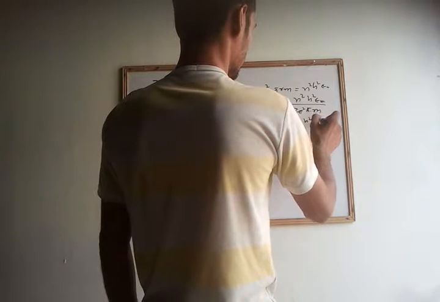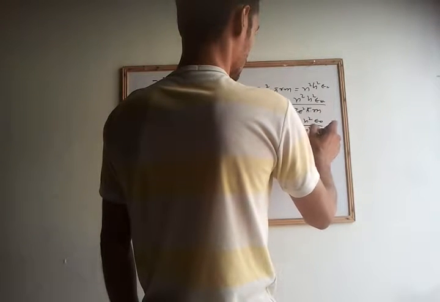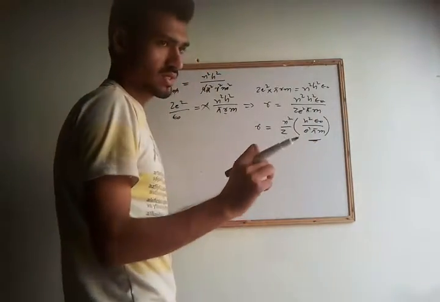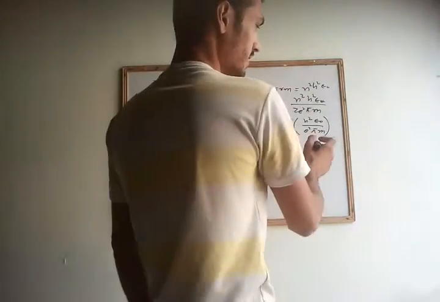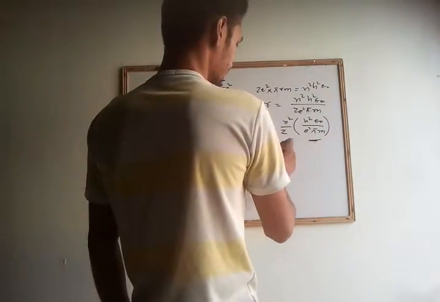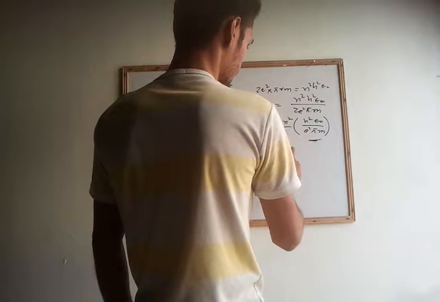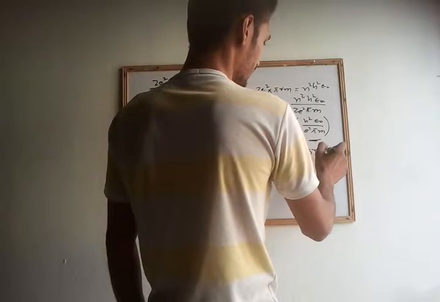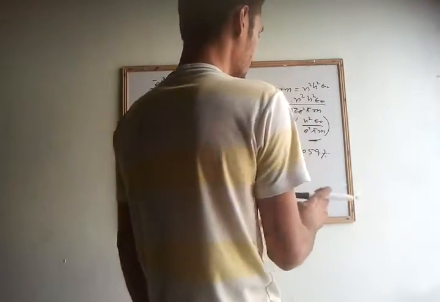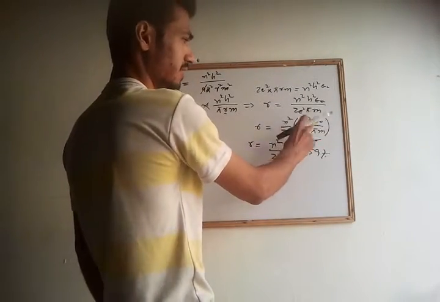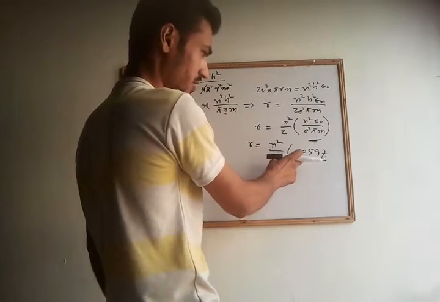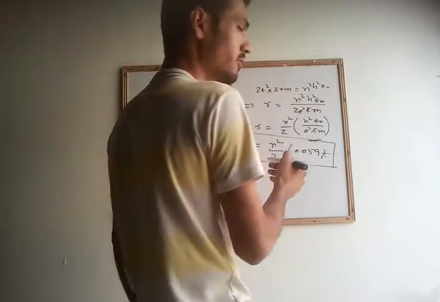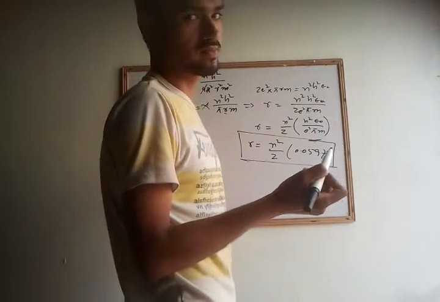This factor is a constant value. Let this constant value be 0.059 something nanometer. So I consider that this constant value is that. So this is the equation to determine the radius: r is equal to n square over Z times the constant.